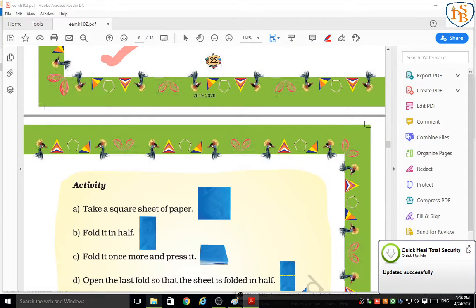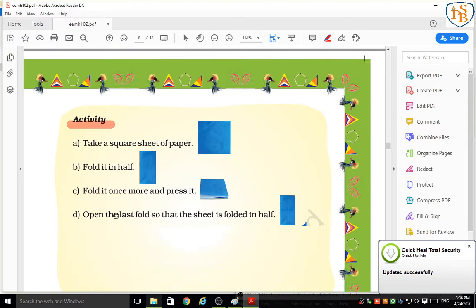Again I hope you all are enjoying this chapter, because in this chapter we have so many activities, correct? Again your time is started. Here also we have to do one activity, a simple activity it is.